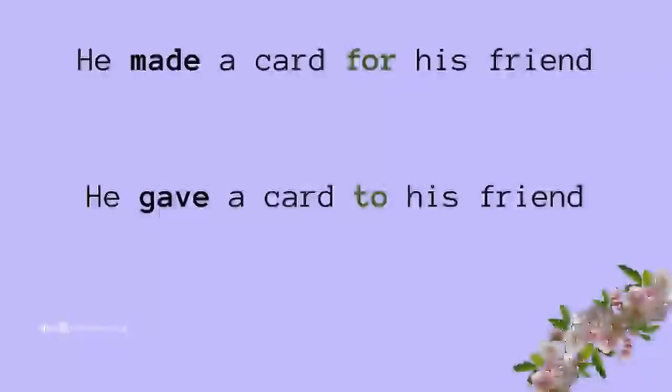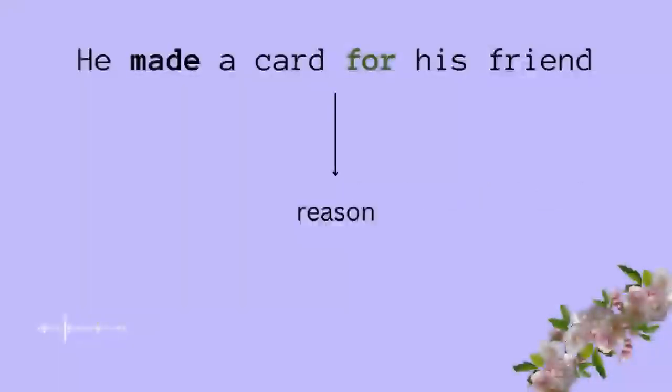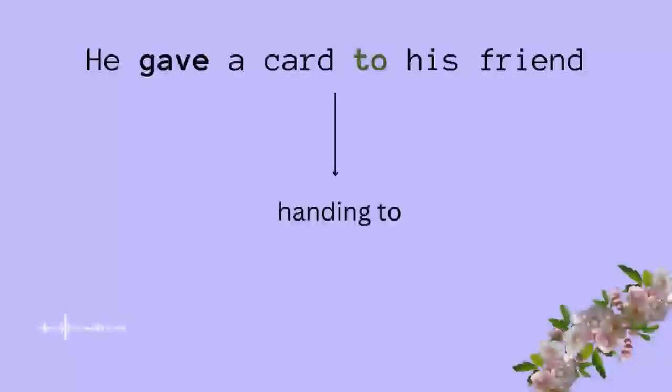He made a card for his friend, and the second one, he gave a card to his friend. What is the difference between these two sentences? You need to use "for" when speaking about reasons, and you need to use "to" when you are indicating your reference to someone specific. So it's about handing things and sending. Alright, so this is how you can use give in sentences.